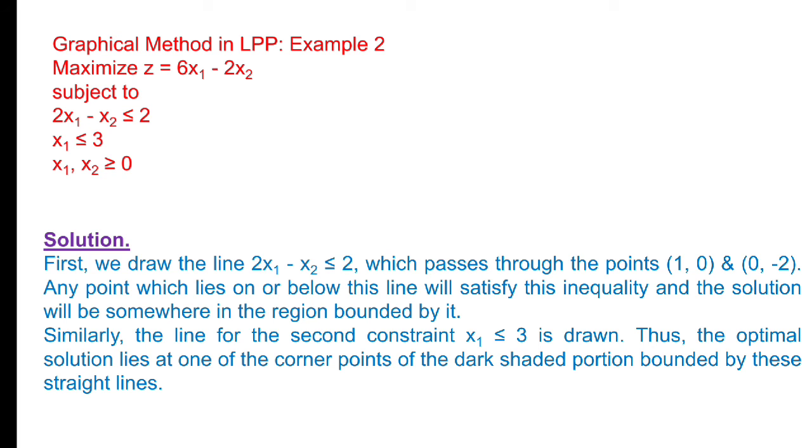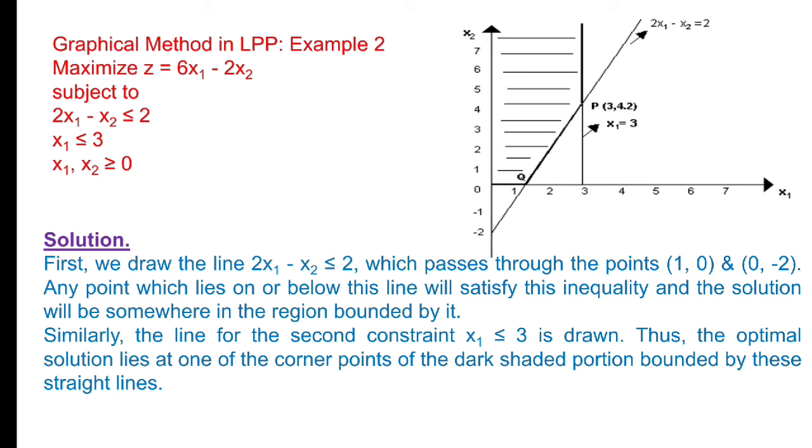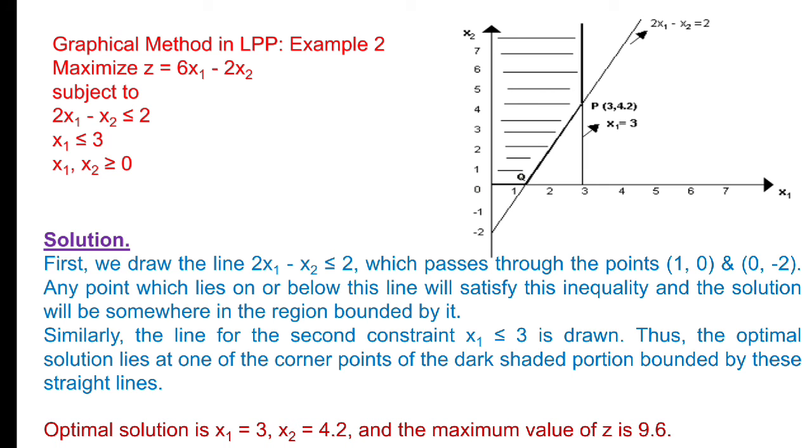That's enough. The optimal lies on one of the corner points of the dark shaded portion bounded by these straight lines. This is what we are going to see in the next diagram. Look at the diagram here. The first constraint has points 1 comma 0 and 0 comma minus 2, extended. Then another one will be x1 equal to 3, a vertical line parallel to the y-axis. Both are less than or equal to, so the shaded part will come as the common region. So the optimal solution is here. There is only one point where you get the maximum z.